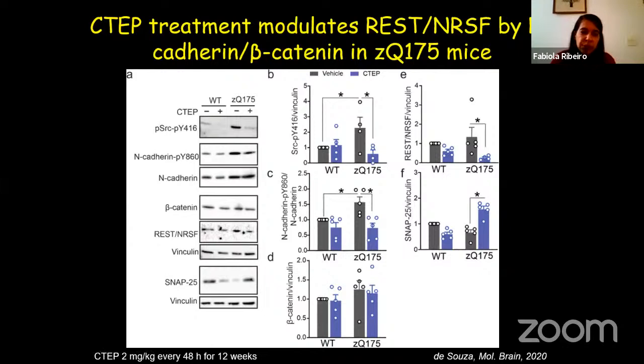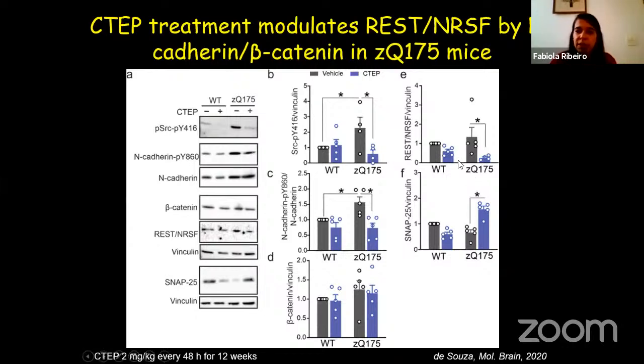Also, N-cadherin phosphorylation was increased in Q175 mice. And again, when we blocked mGluR5 with CTEP, we decreased the levels of N-cadherin phosphorylation. We did not observe any change in beta-catenin expression comparing wild type and Q175 mice, and CTEP did not modify beta-catenin protein levels.